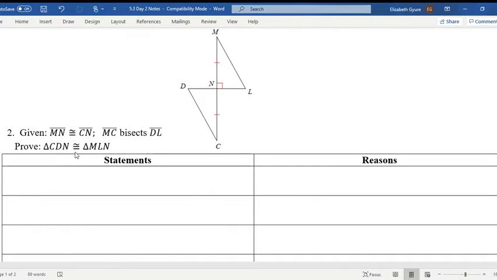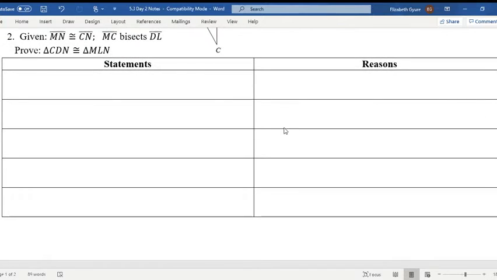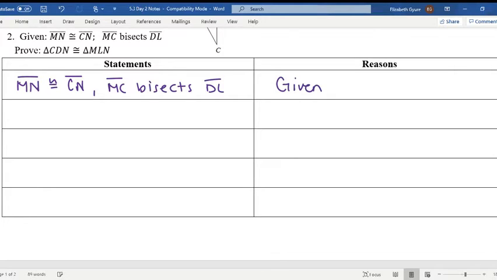Number 2, we have that segment MN is congruent to CN and that segment MC bisects DL. We want to prove the triangle CDN is congruent to MLN. So let's fill in our freebies first. Segment MN is congruent to segment CN, and segment MC bisects segment DL. That is given, and we want to prove that triangle CDN is congruent to triangle MLN.